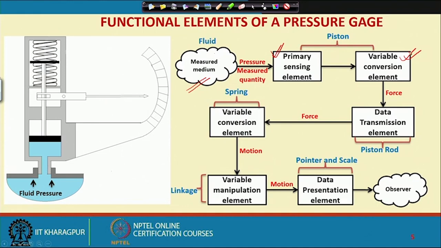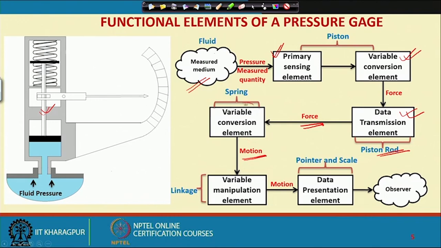The developed force is transmitted by this piston rod to the spring. So, piston rod works as data transmission element. Piston rod transmits the data from piston to spring. So, piston rod works as data transmission element. The output of the data transmission element or piston rod is still force. This force works on spring, and the spring output is motion, because there will be deflection in the spring.